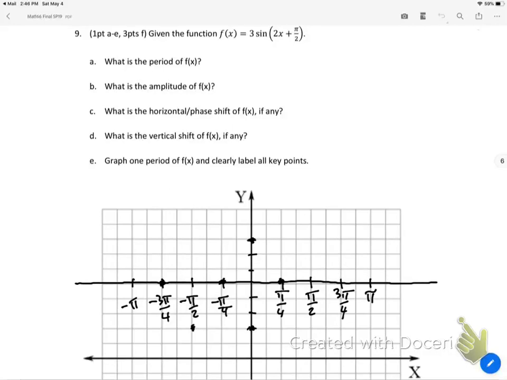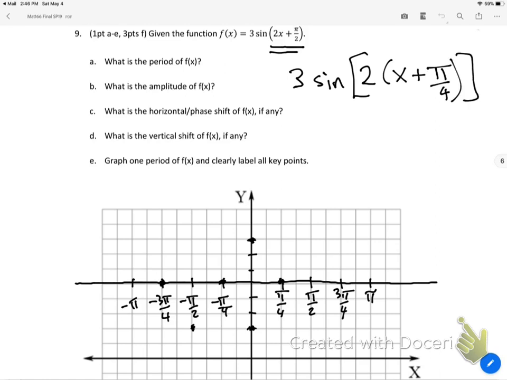Okay, let's have a look. We're going to graph this function. Now, the first thing we have to do is take a look at this. This should be written like this: 3 sine. Okay, if I factor the 2 out, I'm going to have x plus pi over 4.